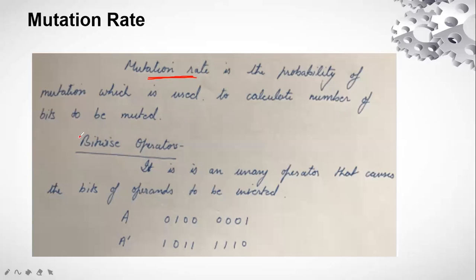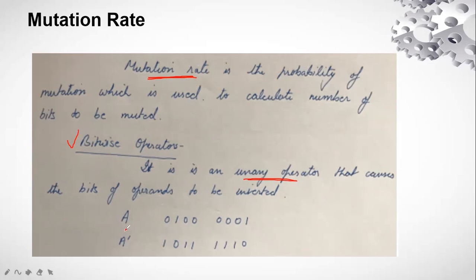Now for mutation, we have different types of operators. First one is called the bitwise operator. Right? What is this bitwise operator? This is called a unary operator. Unary operator means only a single operand is present, right? So it is a unary operator that causes the bits of operands to be inverted.